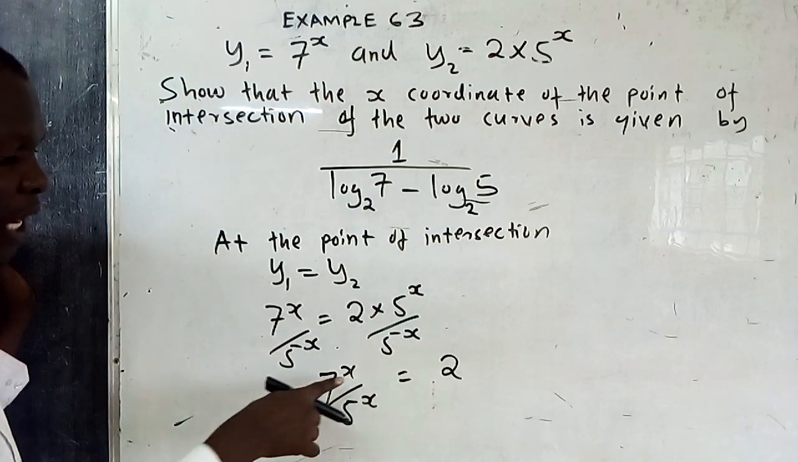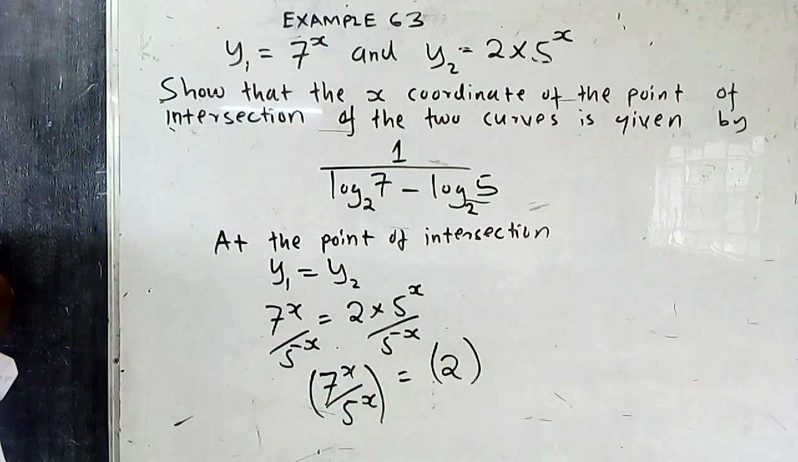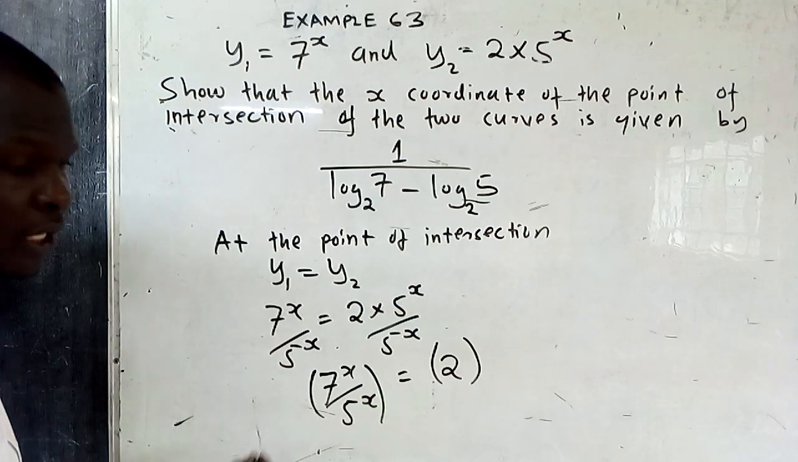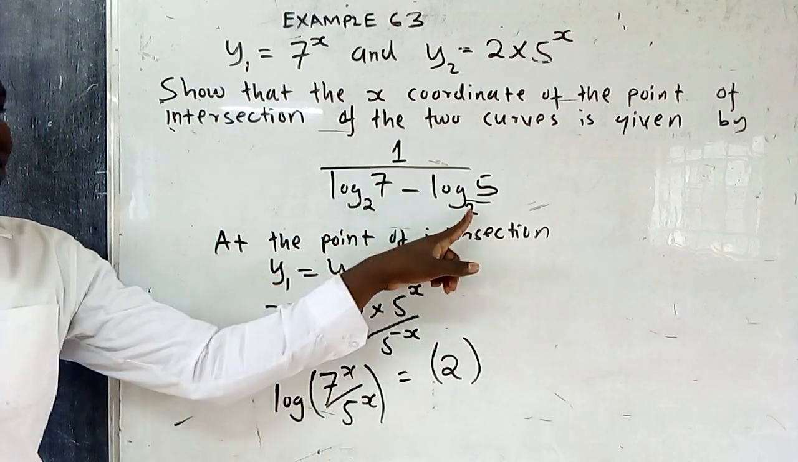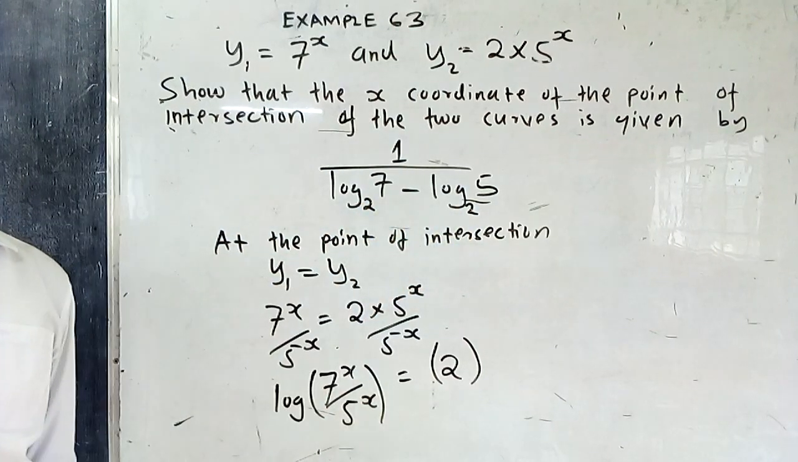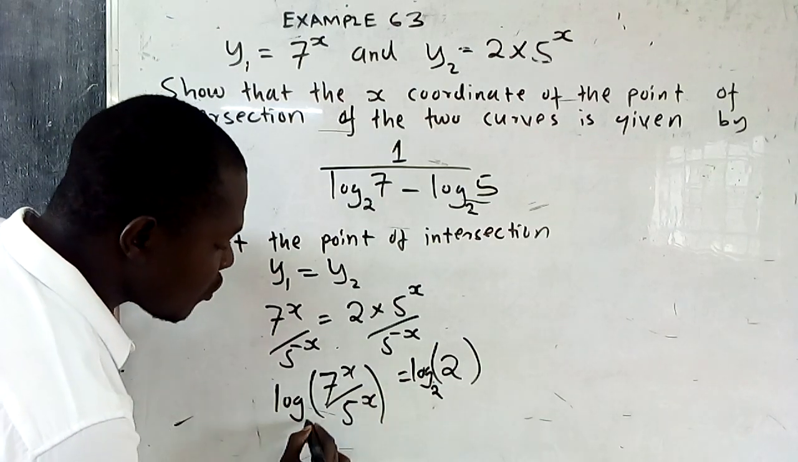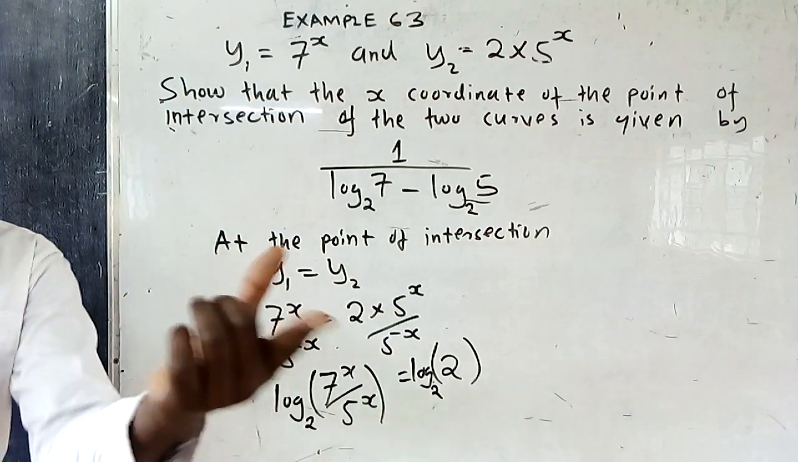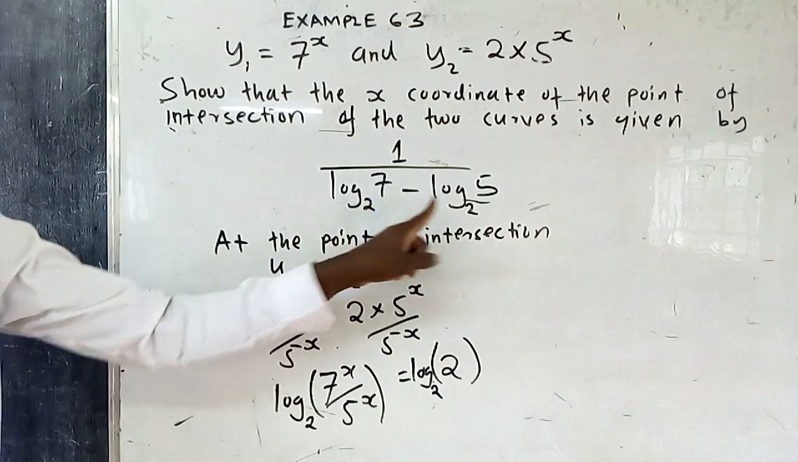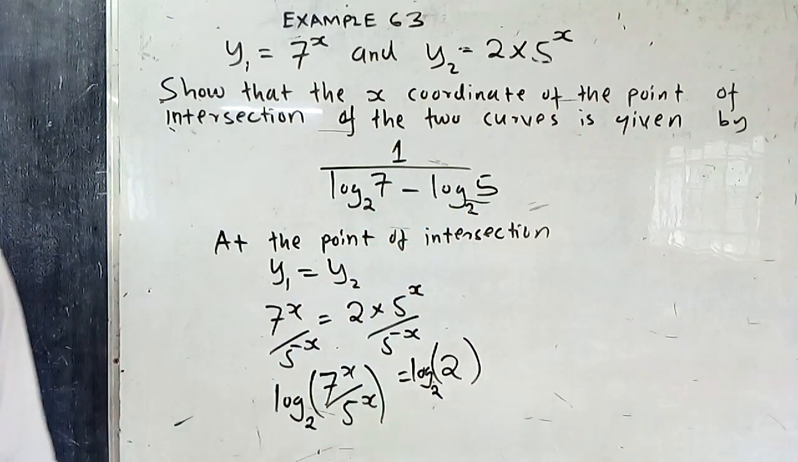So for us to remove x in the power, we introduce log on both sides of the equation. But you can see the log we have in this problem is log to base 2. When you introduce log normally, it means you introduce log to base 10, the common log, which is when the base is silent. But here you can see our problem is having log to base 2, meaning we introduce log to base 2 on both sides of the equation.